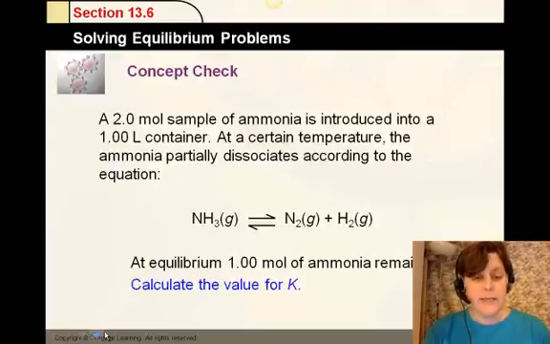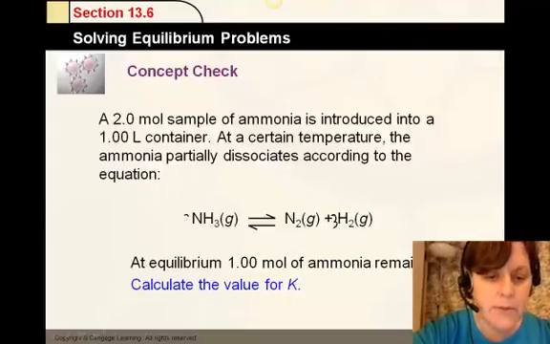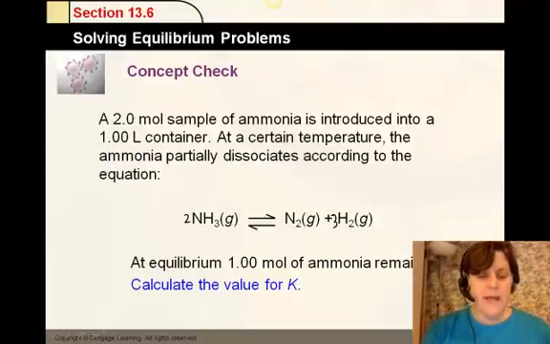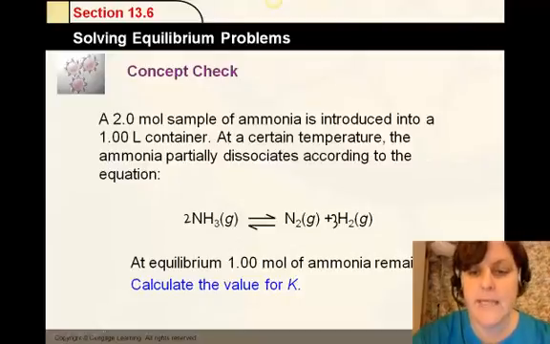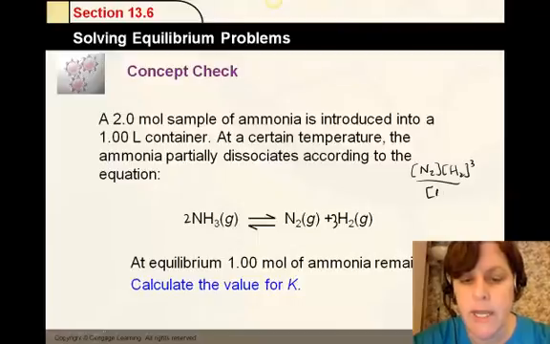Again, looks pretty easy. Here, we're also going to use ICE, but the other thing to notice is this equation is not balanced. We have to make sure it's balanced. So I'm going to put a 3 here and a 2 here, and that will balance things up, which is going to make the mass action expression N2 times H2 to the third over NH3 squared.